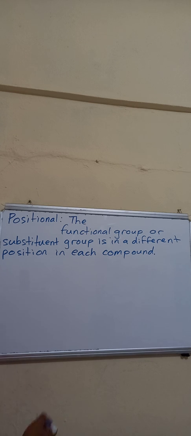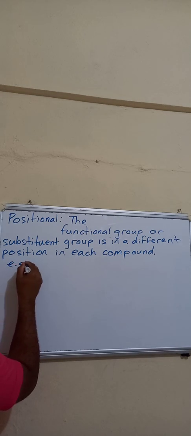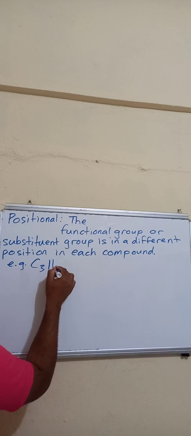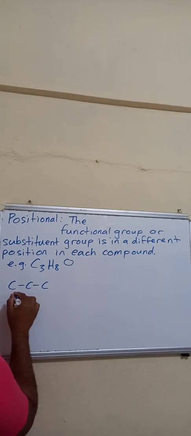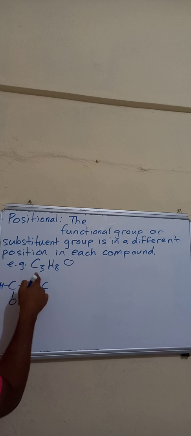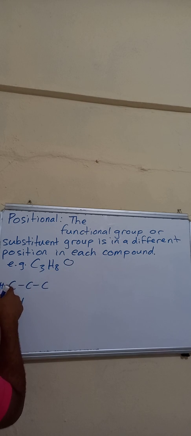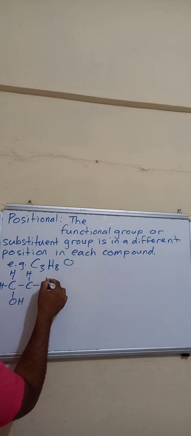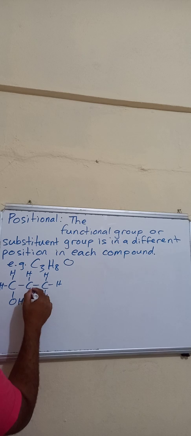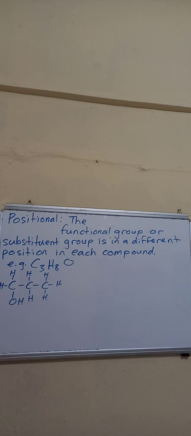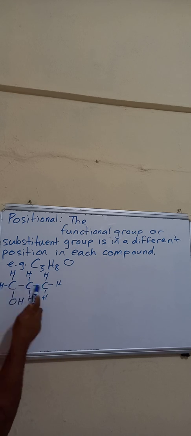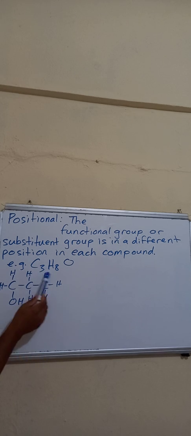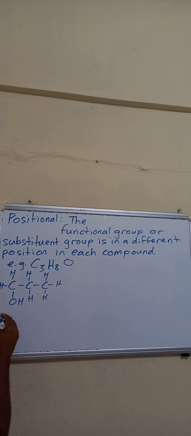Alright, so for example, let's use C3H8O. Once you see a compound with carbon, hydrogen, and 1 oxygen, it can be an alcohol. So let's check the molecular formula and see if this structural formula can work. So now we have the 3 carbons, we need 8 hydrogens: 1, 2, 3, 4, 5, 6, 7, 8. 1 oxygen. So here we have 1-propanol.